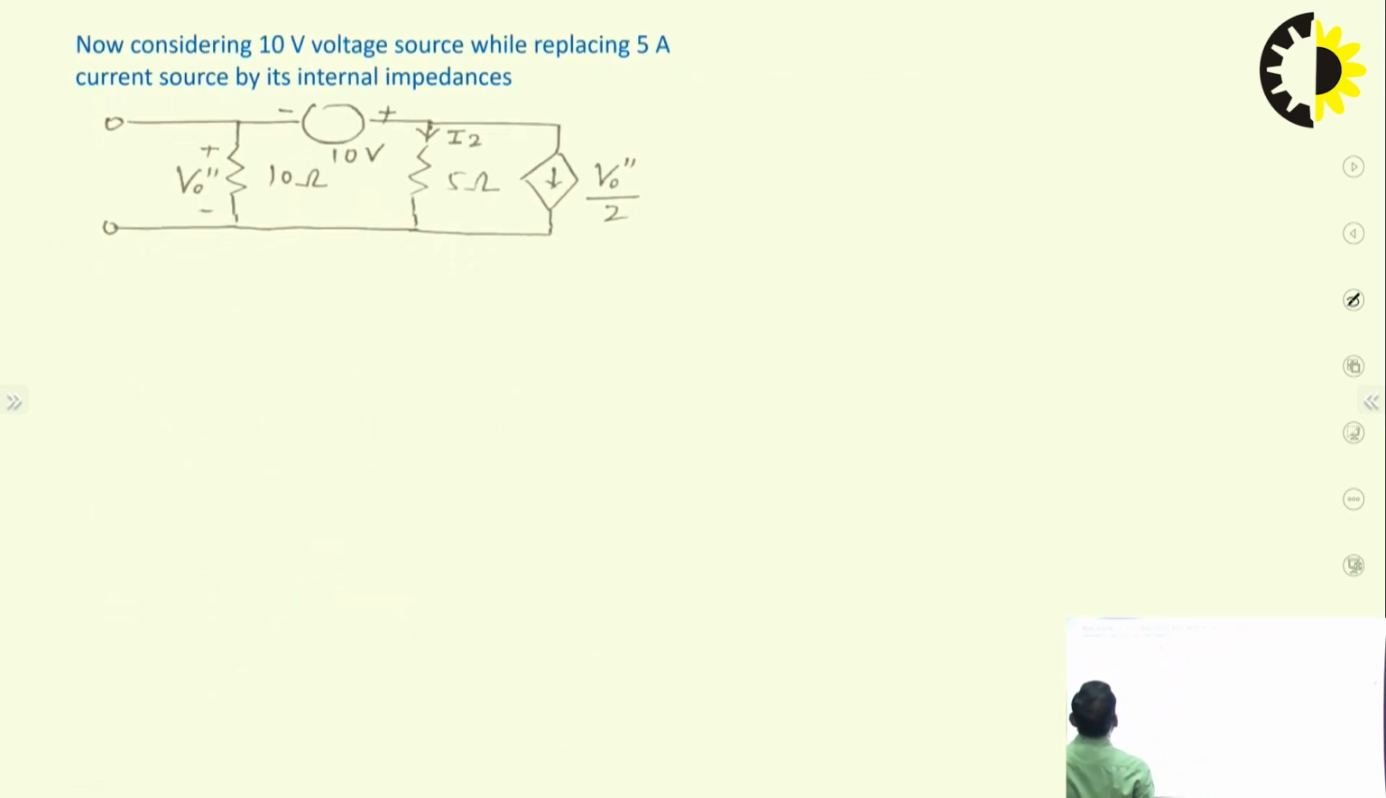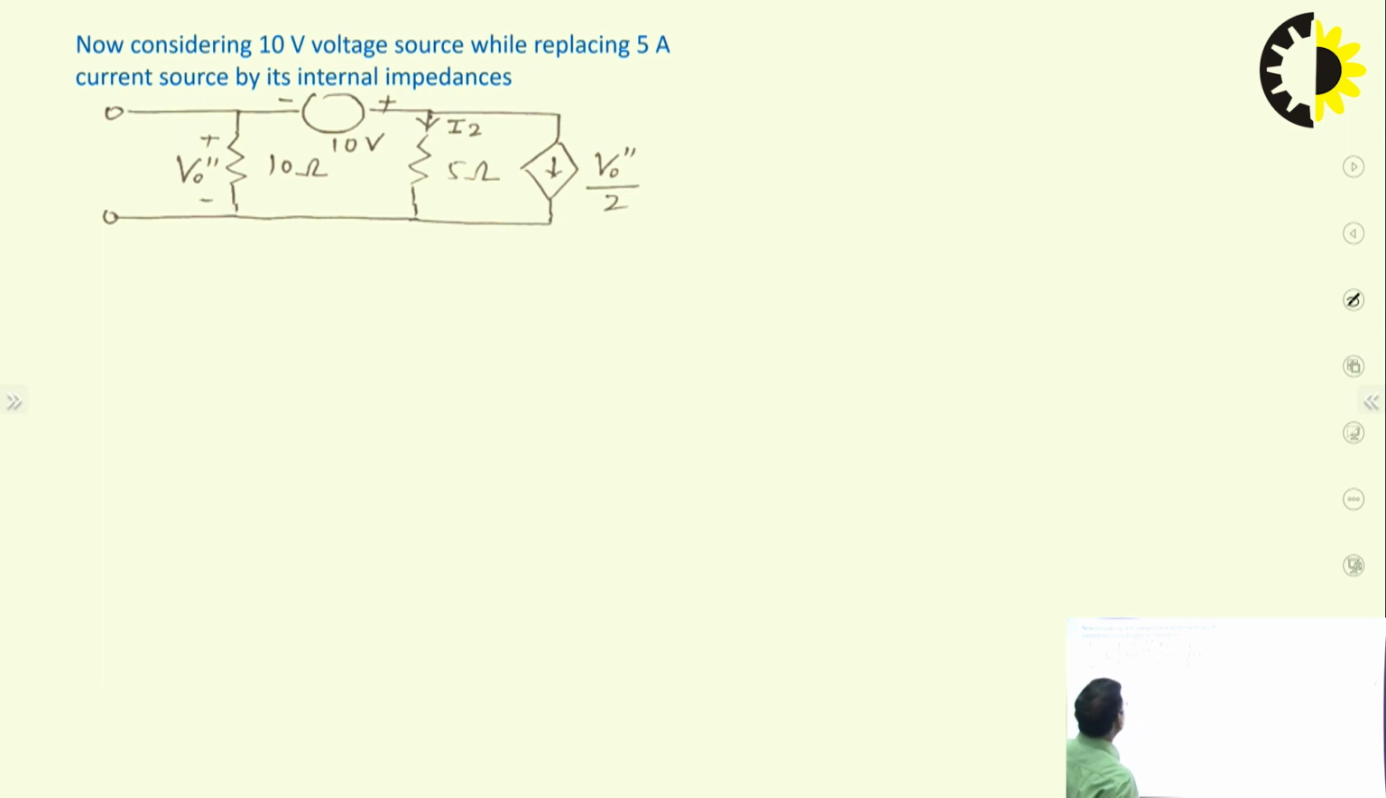Now consider the 10 volt voltage source, replacing the 5 ampere current source by its internal impedance. Since it is an ideal current source, its internal impedance is infinite, so it is replaced by an infinite impedance. Now again look here and apply Kirchhoff's voltage law in this circuit.